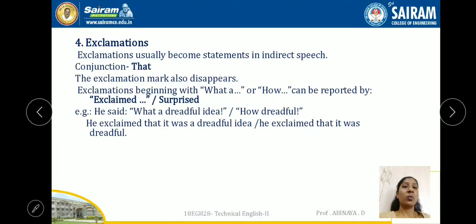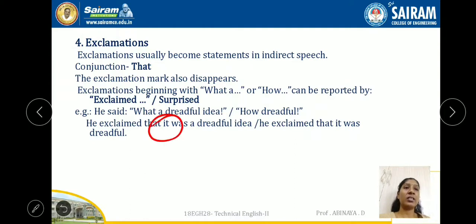And this "what a beautiful", "how beautiful it is": such things have to change, as "exclaimed". Let us see here. He said, "What a dreadful idea, how dreadful it is." While changing it, "he said" has to change as "exclaimed". "Said to", anything has to change as "exclaimed". He exclaimed, conjunction word "that". It's a normal statement. "What a dreadful idea" is present tense, but it should be past tense, because the reporting verb is past. So here you have to mention the past. So it was a dreadful idea. He exclaimed that was a dreadful idea.